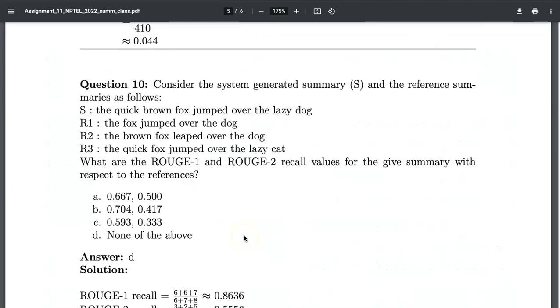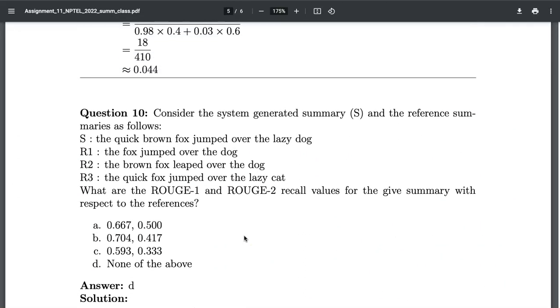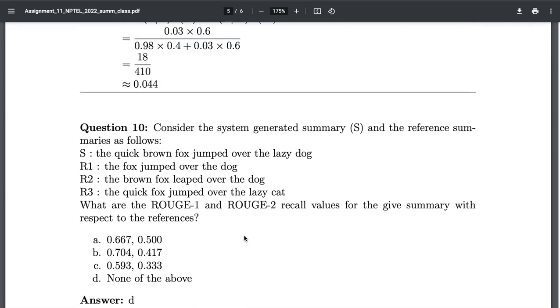Okay, and the last question is pretty easy. It is about the ROUGE score calculation, ROUGE-1 and ROUGE-2 calculations. They are asking to calculate the recall value only.